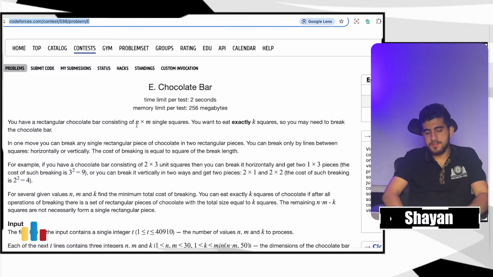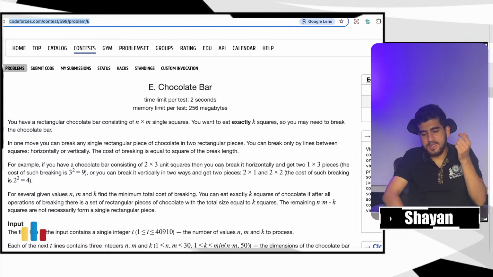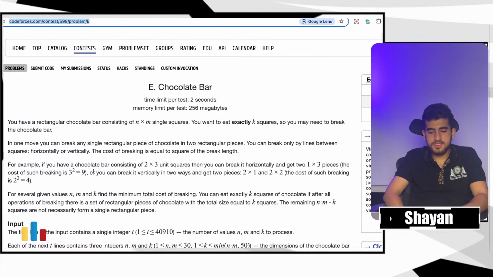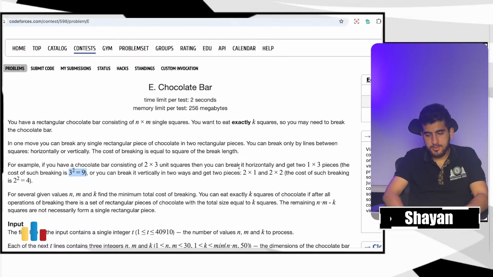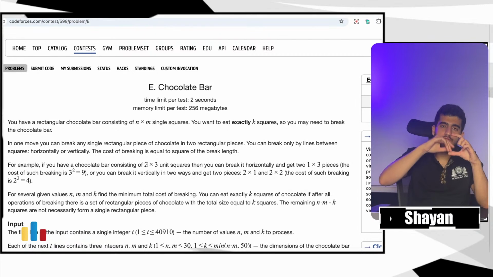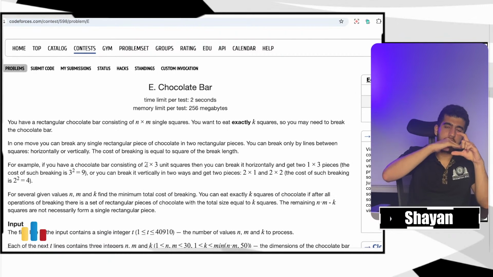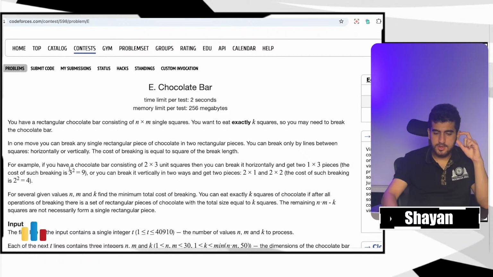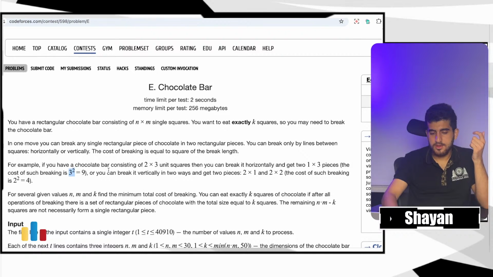For example, if you have a chocolate bar consisting of 2 by 3 unit squares, then you can break it horizontally and get 2 1 by 3 pieces. The cost of this is the length of the break to the power of 2. So when you break a 2 by 3 into 2 1 by 3s, the length of your break is 3. So the cost is going to be 3 to the power of 2. It's going to be 9.